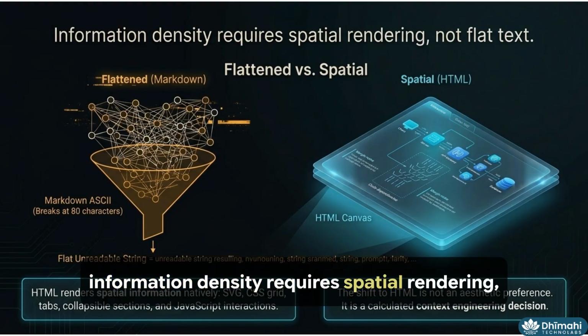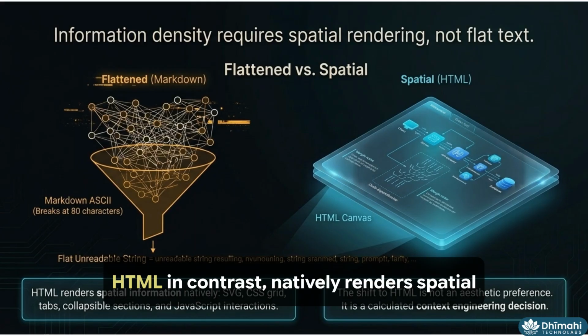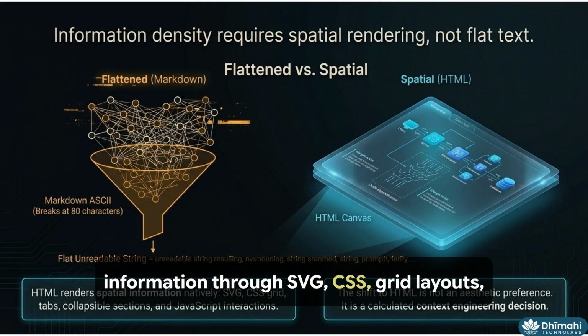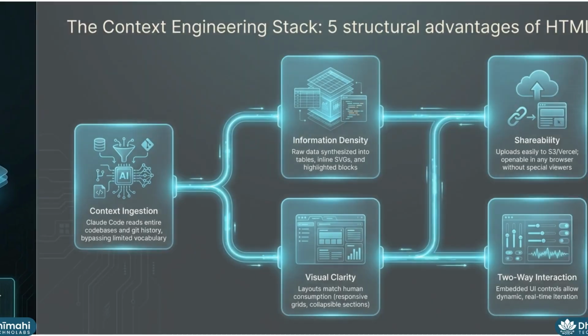Information density requires spatial rendering, not flat text. Markdown flattens spatial information into an unreadable string. HTML, in contrast, natively renders spatial information through SVG, CSS, grid layouts, collapsible sections, and JavaScript interactions.